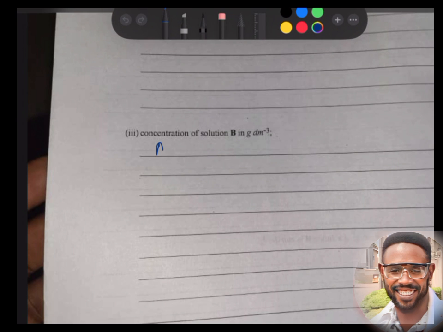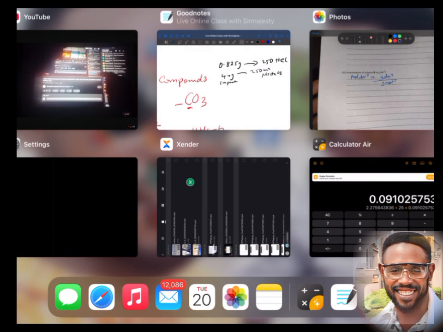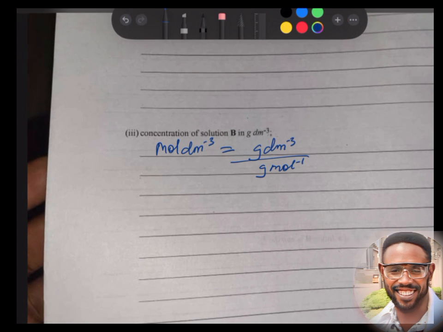So we will still use the formula which says that mole per dm cube is equal to gram per dm cube all over gram per mole. And our mole per dm cube is, I can't recall exactly, let me look it up. Okay, 0.09102. So 0.09102 is equal to gram per dm cube divided by the molar mass of sodium carbonate.